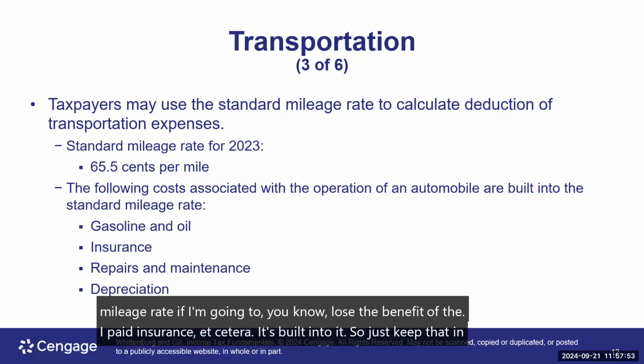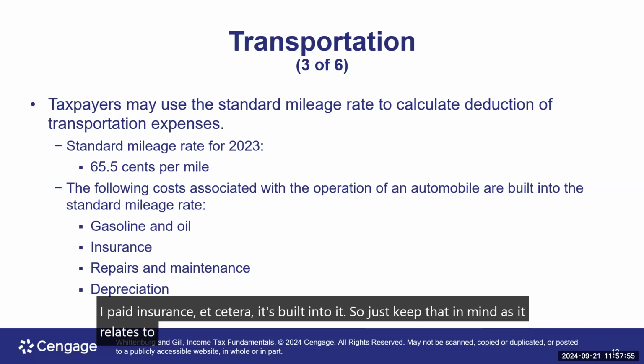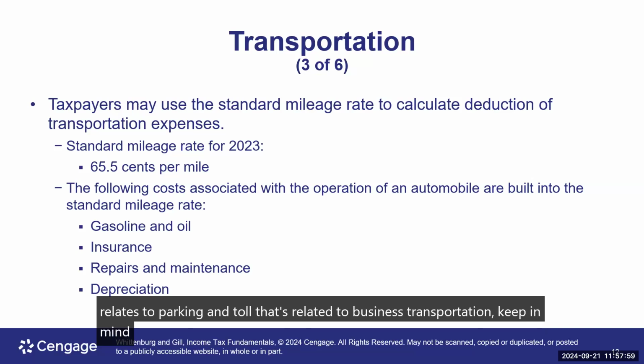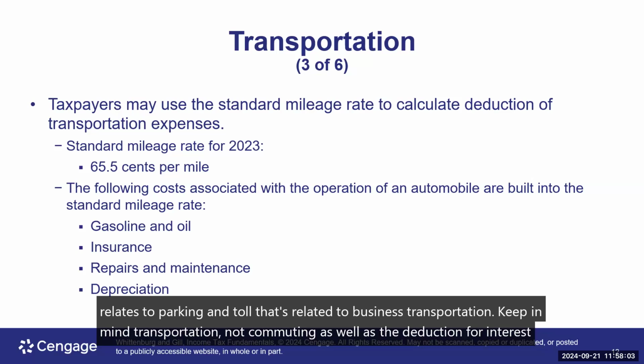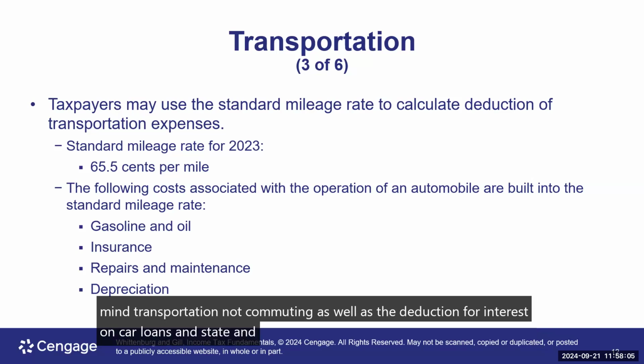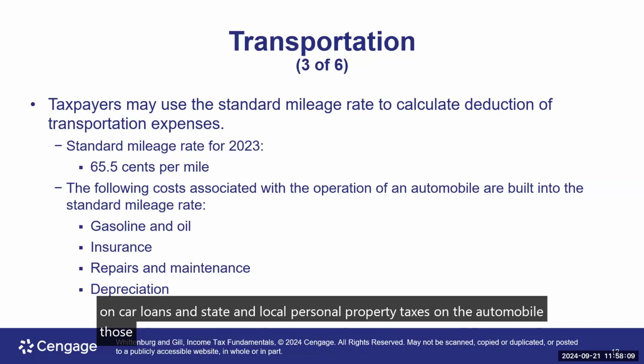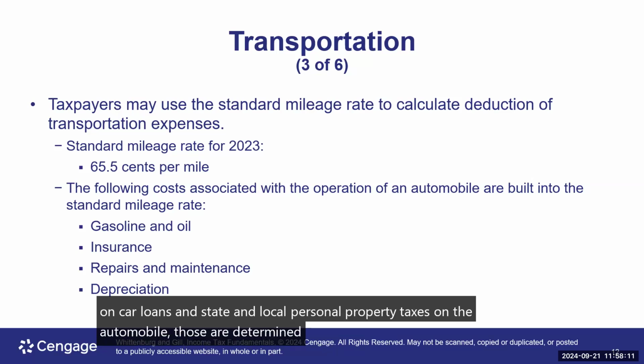As it relates to parking and tolls, those are related to business transportation. Keep in mind, transportation, not commuting, as well as the deduction for interest on car loans and state and local personal property taxes on an automobile, those are determined separately. So just please keep that in mind.